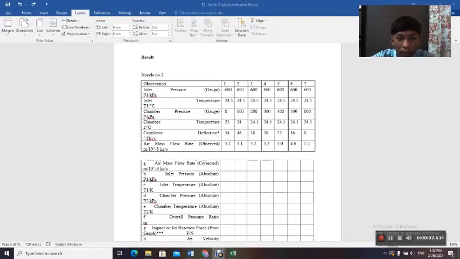Okay, now I will show how to transfer this result table to the Excel. This table I've already made it in Microsoft Word.